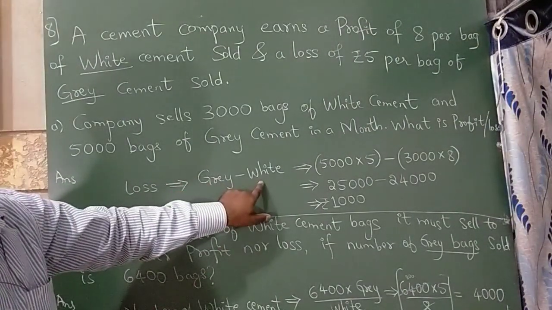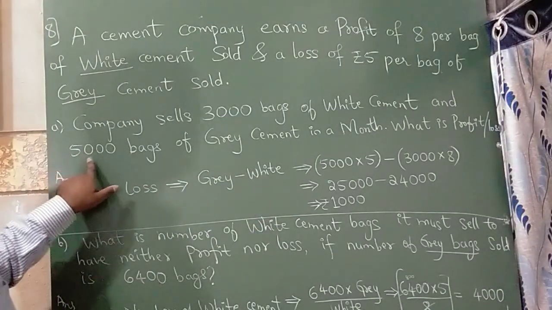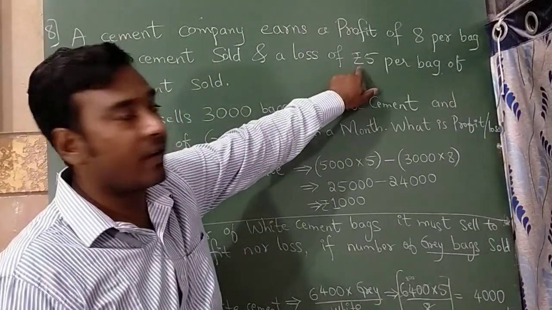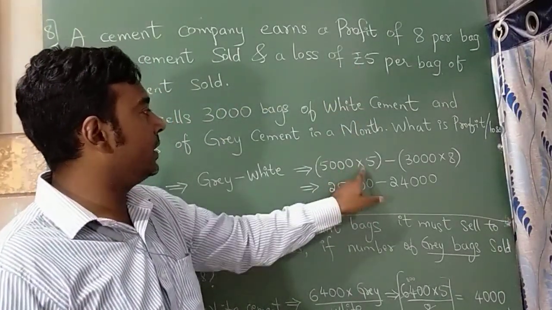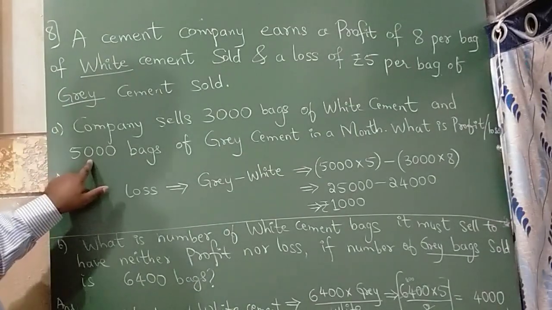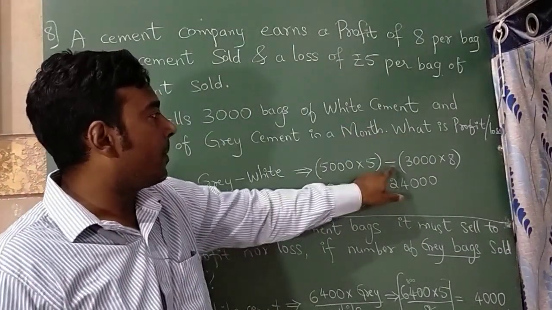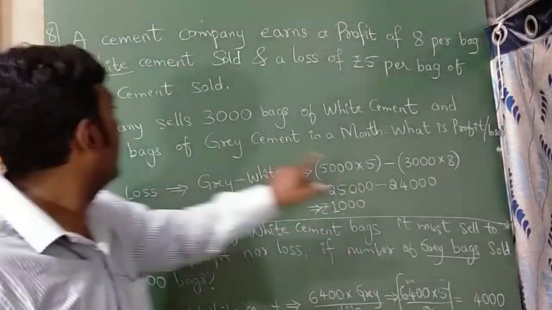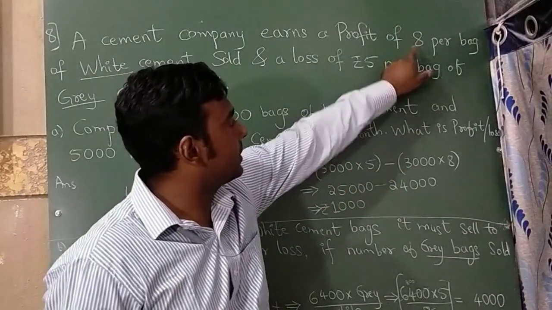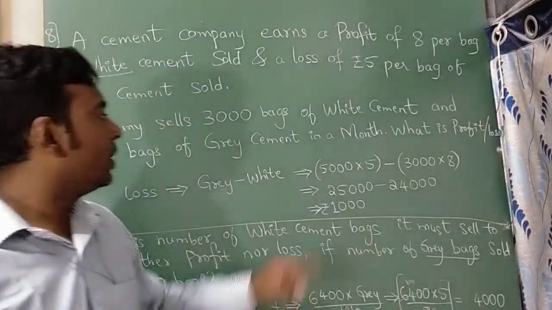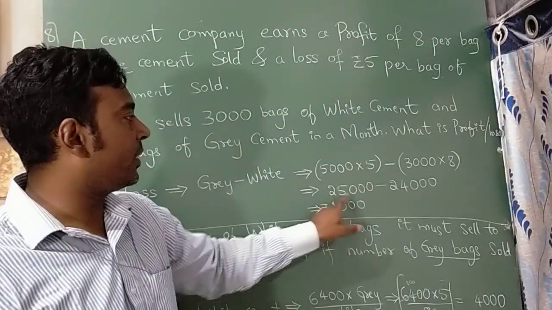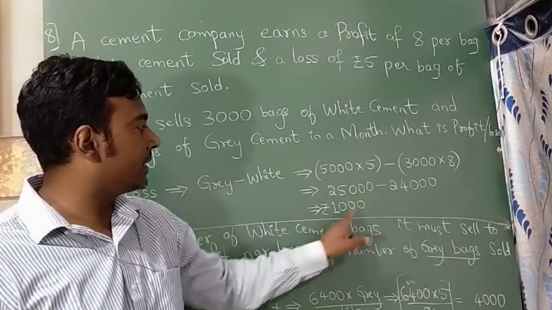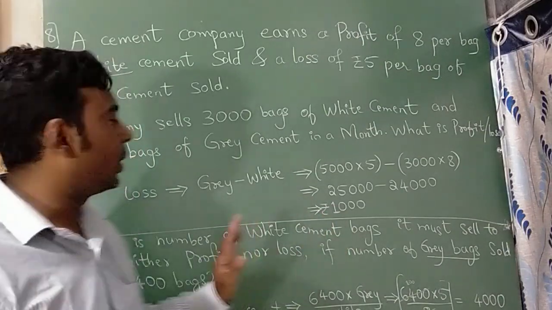Grey minus white. Now how much is grey? 5000. So 5000 into, here how much they have given? 5 rupees. Okay, 5000 into 5. 5000 bags, 5 rupees, minus this white cement is 3000, and here white cement is 8. Fine, 8 rupees. So 5000 into 5 is 25000, minus 3 8s are 24000. So if you subtract this, you will get a 1000 rupees loss occurred.